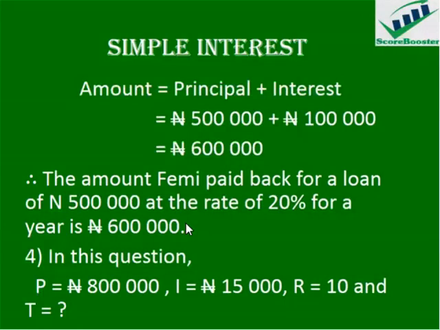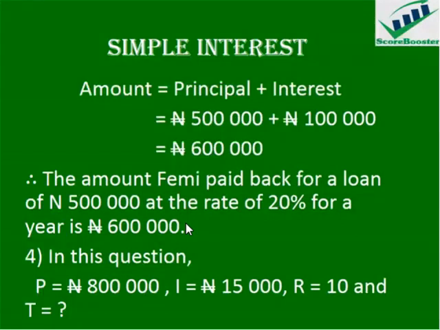Now move to the fourth and last question. So the fourth question says that calculate the length of time for 800,000 naira to earn 15,000 if invested at 10% per annum. Just look at the question. The question says calculate the length of time. Length of time means that period that you used to invest that particular money. And you know, when you invest the money, you will definitely have profit, or you call it interest.